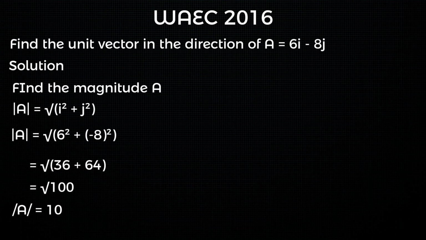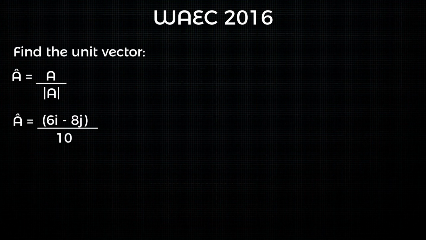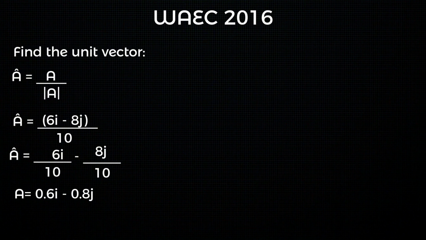The next thing for us to do now is to calculate our unit vector. To calculate our unit vector in the direction of a, we'll be using the formula: a unit is equal to vector a divided by the magnitude of a. So now what is the vector a? That will be 6i minus 8j, all divided by the magnitude of a, and that will be 10. So 6i minus 8j, that would be 6i divided by 10 minus 8j divided by 10. Therefore, the final answer will be 0.6i minus 0.8j. That will be the unit vector in the direction of a.